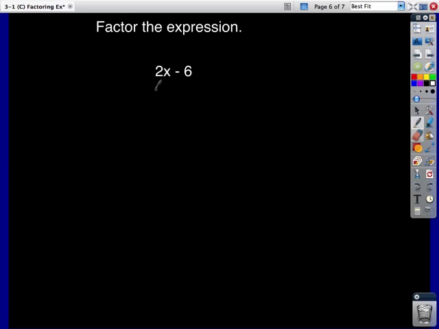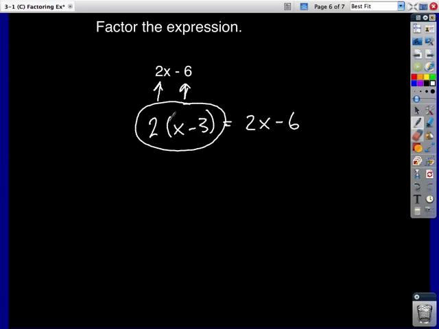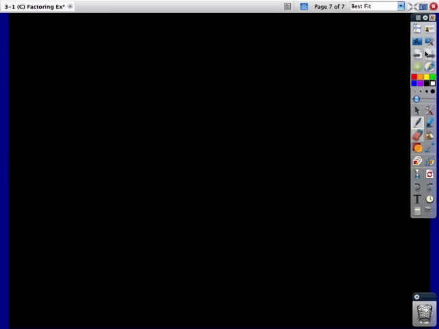Okay, one more. Right off the bat, I see that there's a 2 here and there's a 6 here. So I'm going to pull a 2 out of both terms. So 2 times x minus 3 should get me 2x minus 6, which is what I started with. So this would be my answer. It's that simple, and I think that's the last example.